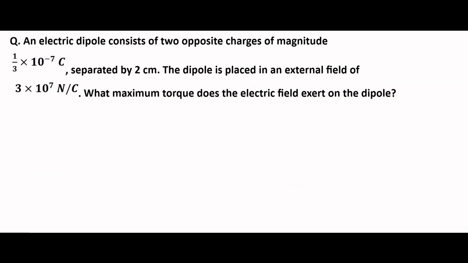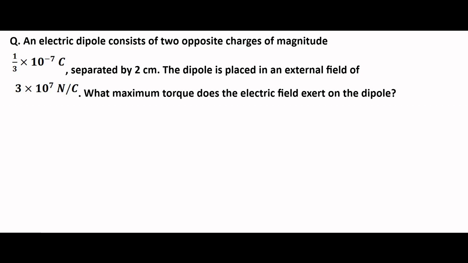Okay, so here is another question. It is given that an electric dipole consists of two opposite charges of magnitude 1 by 3 into 10 to the power minus 7 coulomb, separated by 2 centimeters. The dipole is placed in an external field of 3 into 10 to the power 7 Newton per coulomb. What maximum torque does the electric field exert on the dipole?